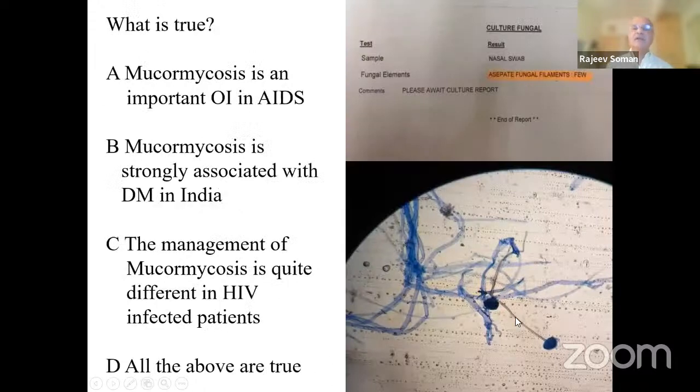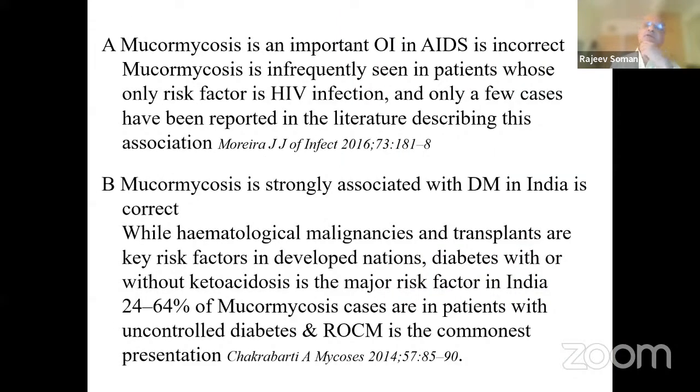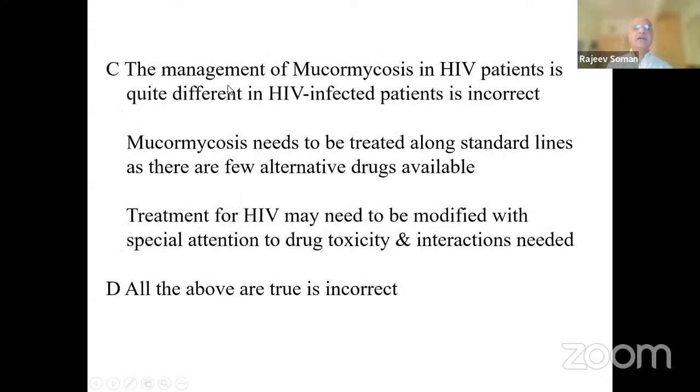And as you can see, it grew this, which was identified as Rhizopus oryzae. Mucormycosis is a common OI in AIDS patients, or mucormycosis is strongly associated with diabetes in India. The management of mucormycosis is quite different in HIV-infected patients, or all of the above are true. And the answer is that it is strongly associated with diabetes, but the rest of them are not true. So it is not an important opportunistic infection in AIDS patients, but it is very strongly associated with diabetes, especially in India. The management is not very much different.